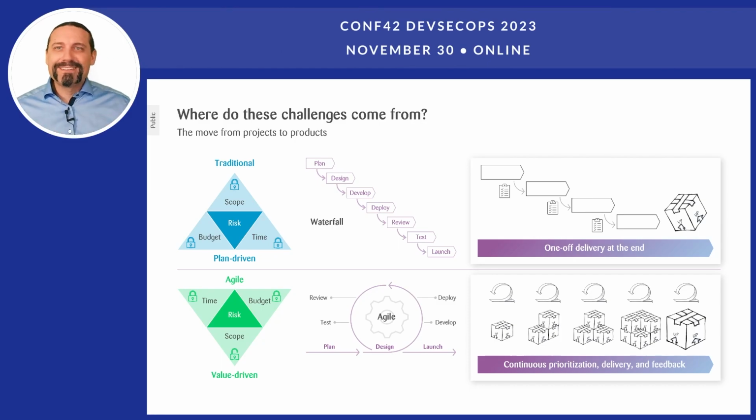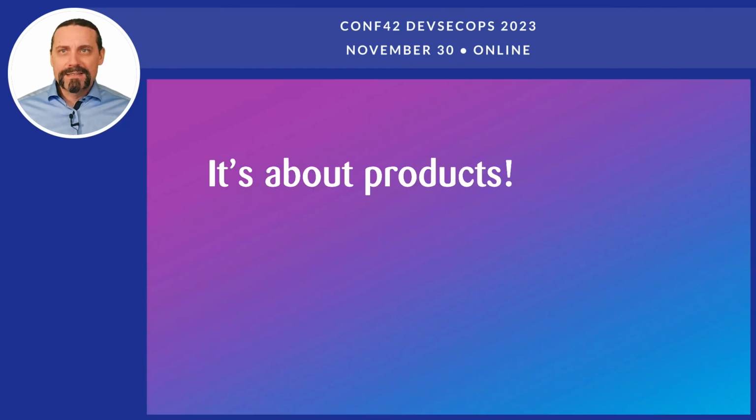Then, around the year 2000, some bright people said, no, this is not how we can do software development. We need to go agile. And we went agile. Now, time and budget is still fixed in our project, and the scope is variable, and we are delivering in smaller increments. But we are still doing projects. But our clients, they want to have products. They don't want to have a project.